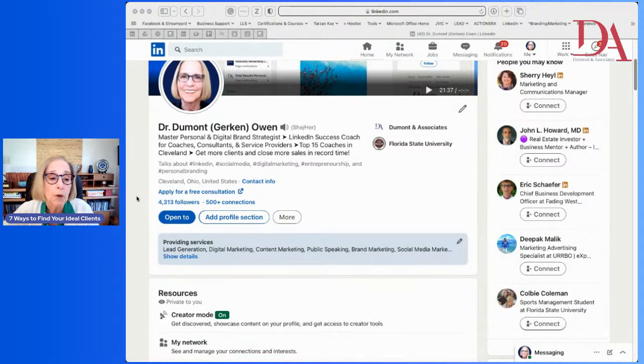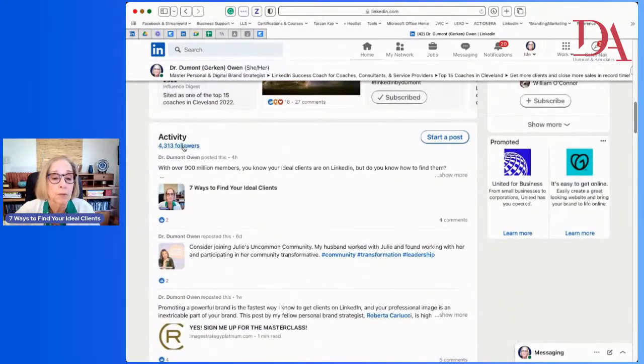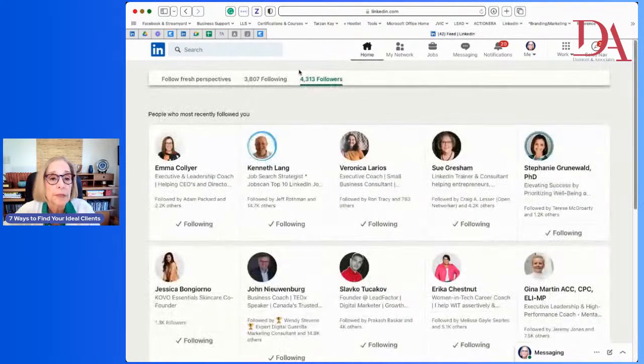But in creator mode, your followers show up here. And when you don't have creator mode, they show up down here. Well, they show up down here in both cases. So you can click on your followers, and that is going to show all the people that are following you. So you can see that I'm following 3,807 people. 4,313 are following me right now.